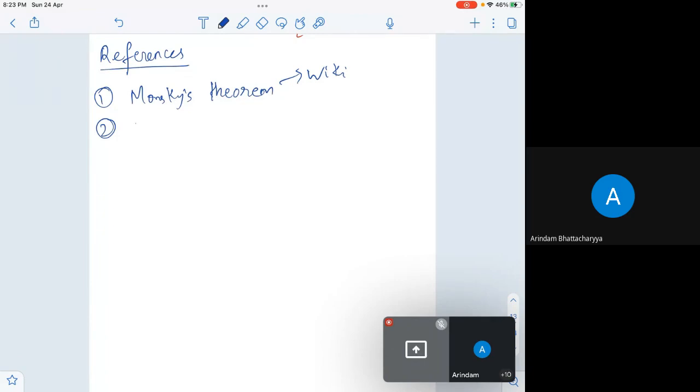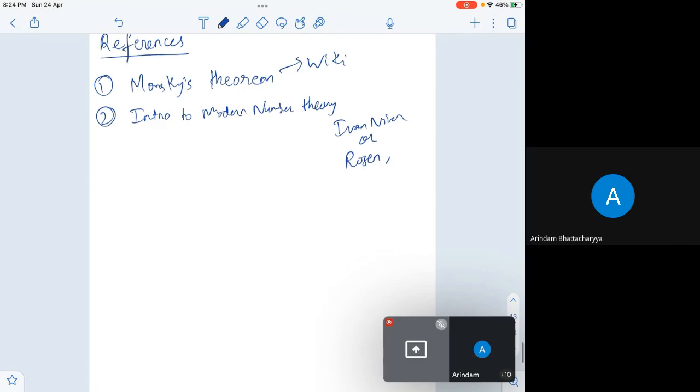I think there's a book called Introduction to Modern Number Theory, either by Ivan Niven or Rosen and some other guy. This has a few chapters on P-adics. Another would be Fernando Gouvea's book.